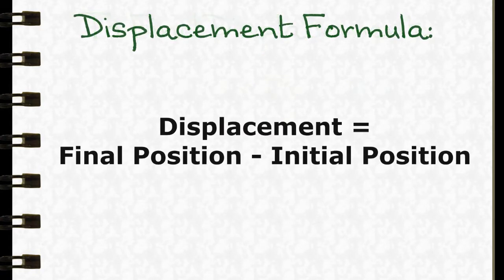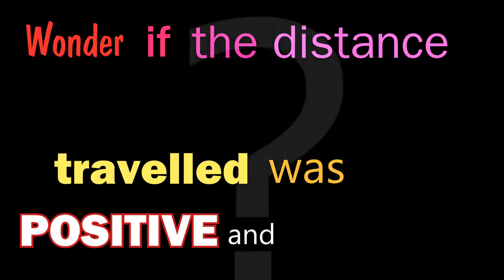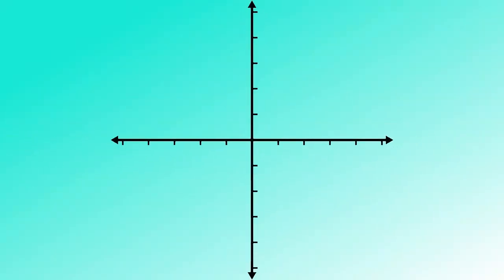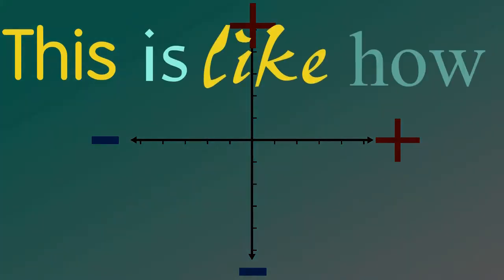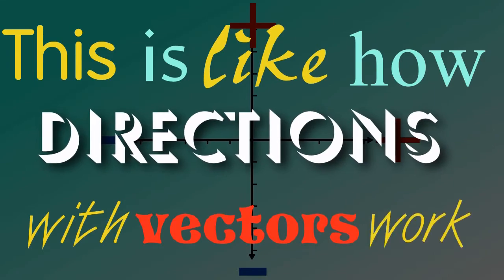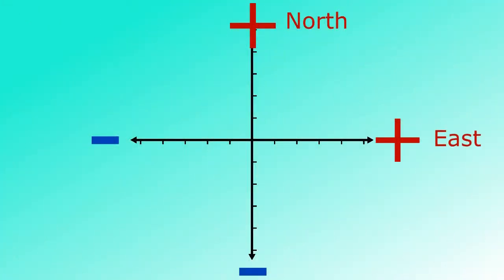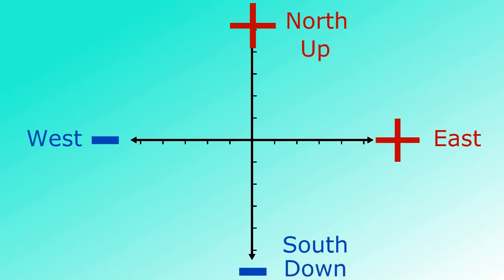Although the displacement formula wasn't that helpful in this case, as you probably could have done this question without it, here's a harder situation where it is often useful to use. Like, when the distance a person or object traveled was positive and negative. Think of a Cartesian plane. The top line is positive, the bottom line negative, the left line negative, and the right line positive. This is like how directions with vectors work. For example, north and east are both positive, while south and west are both negative. Up is positive, while down is negative. Left is negative, while right is positive.